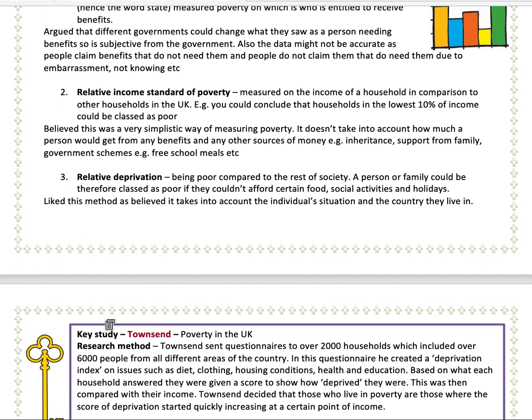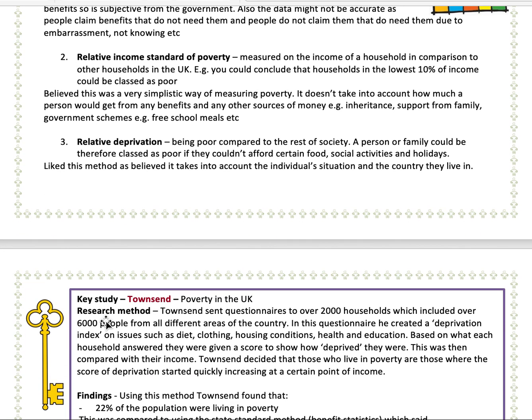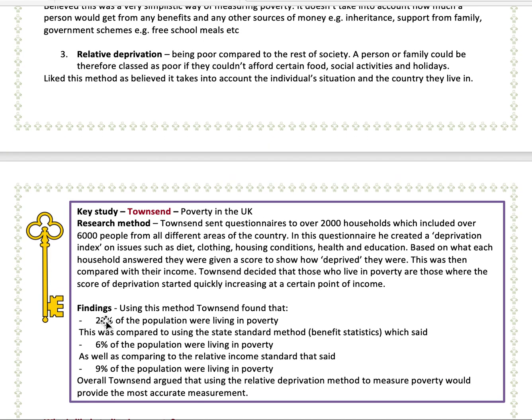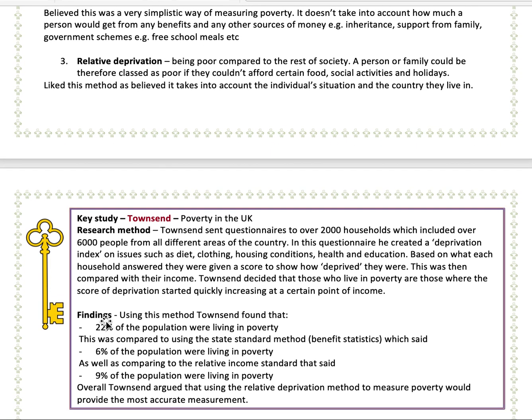Relative deprivation: this is to do with whether they can meet the standards of living that others can. It can be related to social activities that they can participate in, different activities that their children could do, etc. And this method takes into account the individual situation and the cultural context that they live in.